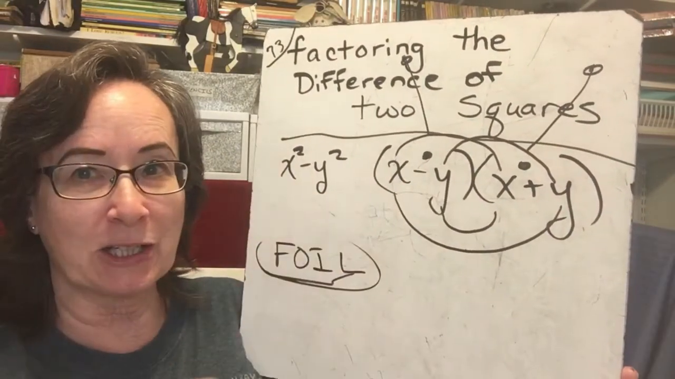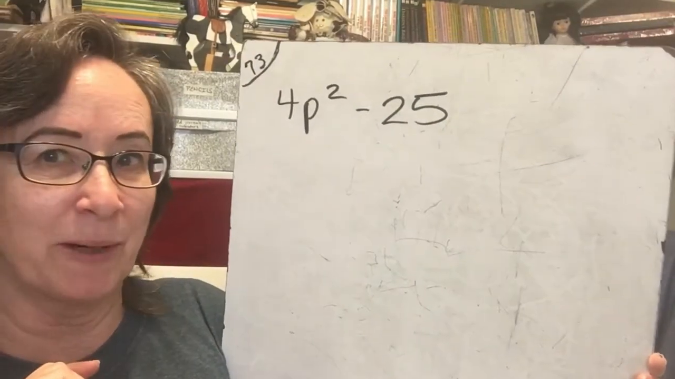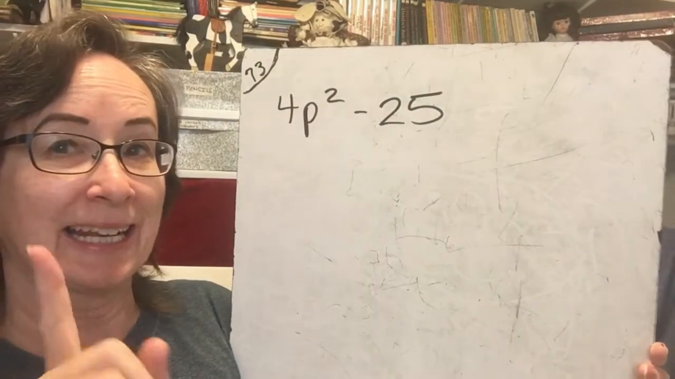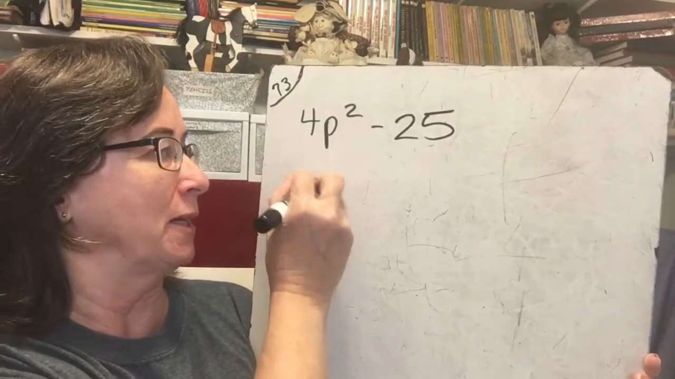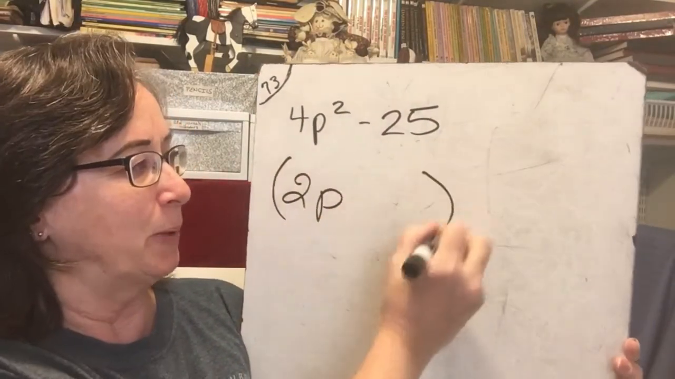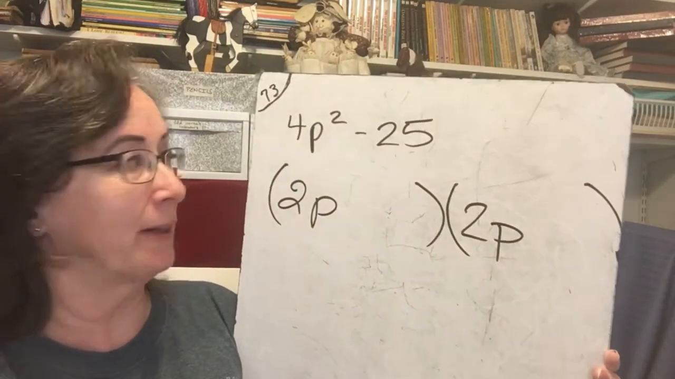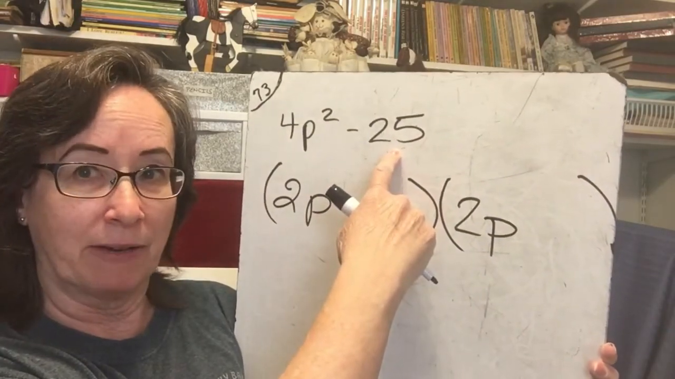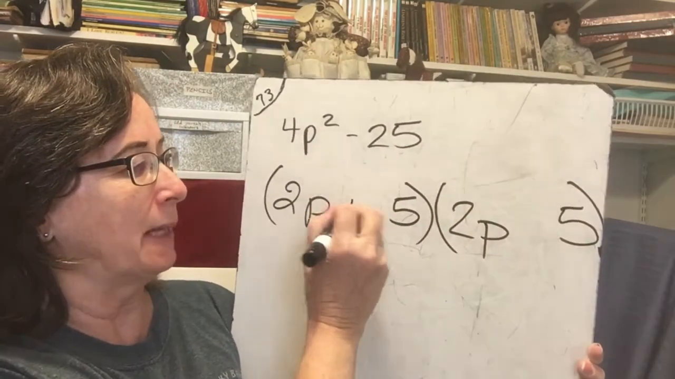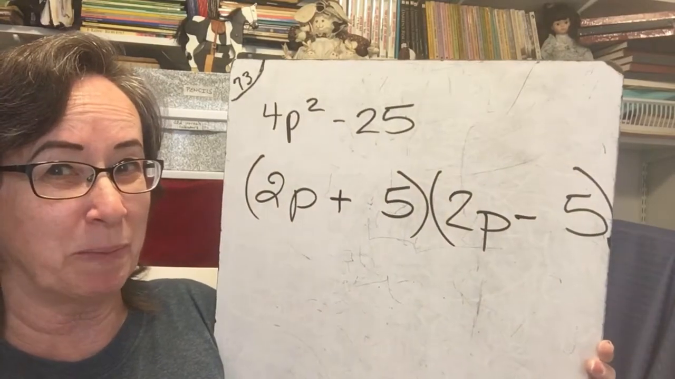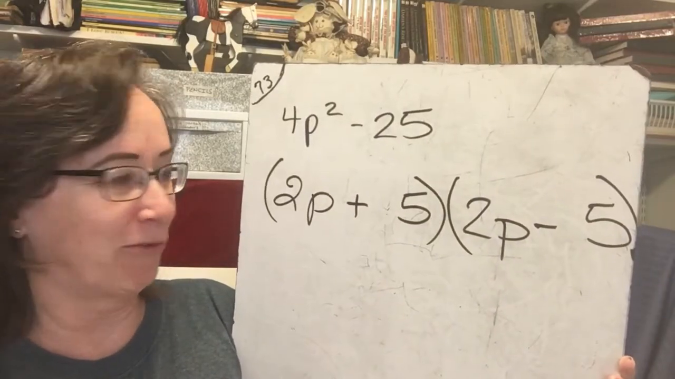But let's look at some more of our difference of two squares. Okay, so let's take the second one that was on the previous list, and let's do what I just said before. Let's take the square root of 4p squared, which would be 2p, and put that as the first in each one of my parentheses. Let's take the square root of 25, which is 5, and then let's put a plus and a minus. It does not matter where you put the plus and where you put the minus, but we're going to have one of each. Let's check it with FOIL.